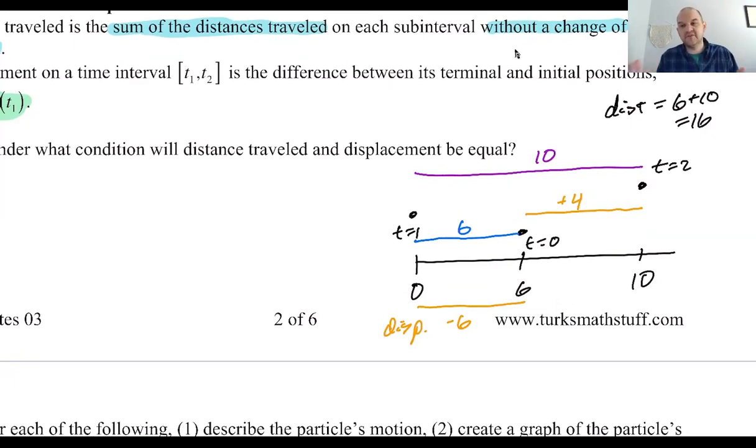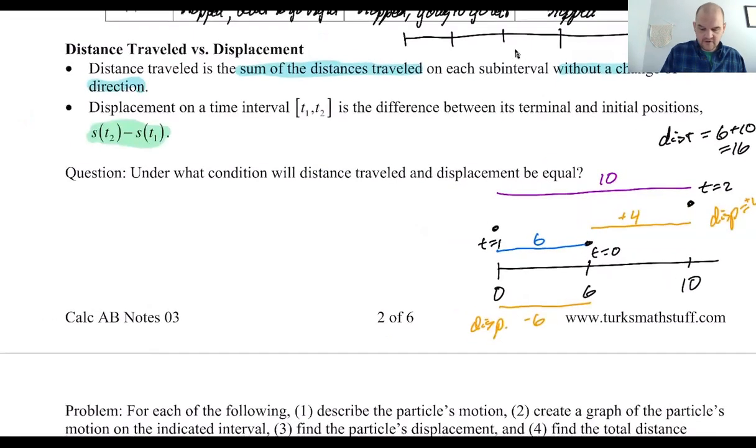Displacement is also kind of like a vector quantity. So in this example, our overall displacement is positive 4, because we end up 4 to the right of where we started. Our distance traveled, though, is 16. Distance traveled tends to be much larger than displacement. However, there is a scenario in which your displacement and your distance traveled will be exactly equal.